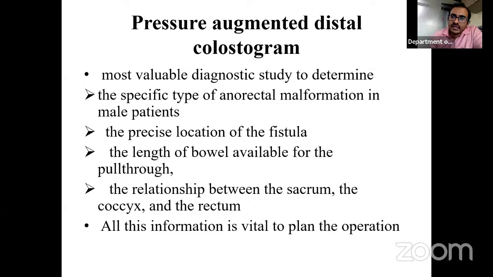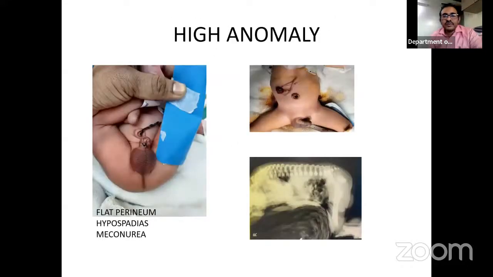Then another investigation is pressure augmented distal colostogram. As we do distal colostogram in general surgery, but this is something different. Here most of the time the pouch is blind, or there is a small fistulous opening between the rectal pouch and the urogenital system. So we put dye under pressure so that it will distend the rectal pouch and open up the fistula, so that we can get the exact location of the fistula, and depending on that location, we decide the approach of our surgery.